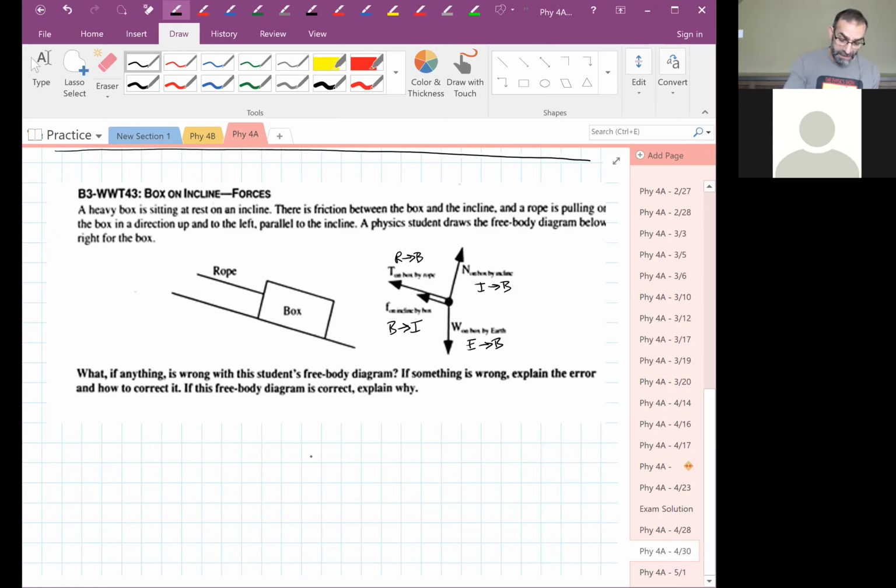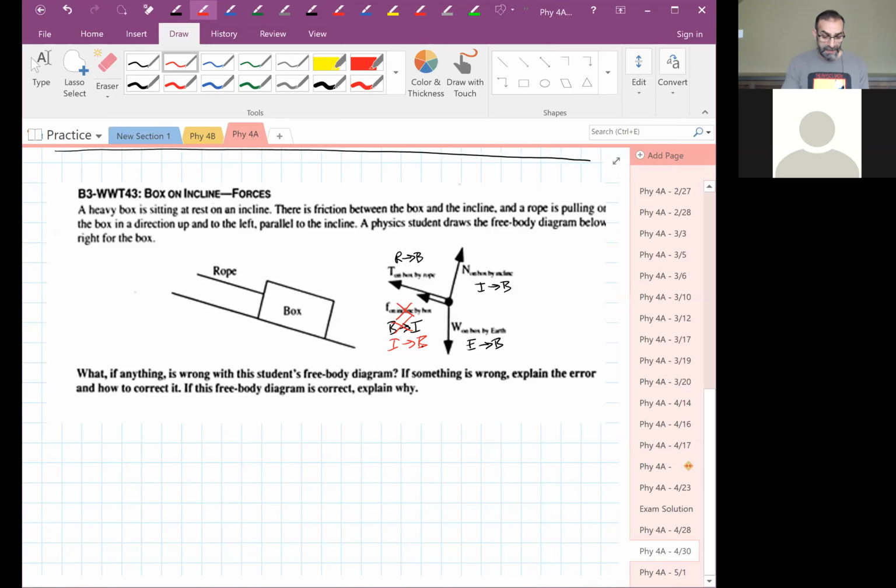Let's assume that they just mislabeled the subscripts on here. These should all be forces acting on the box if this is a free-body diagram for the box. So let's just change this. This is wrong, and let's change it to the incline on the box. Let's assume that the subscripts are wrong and that they really wanted the force going in that direction.